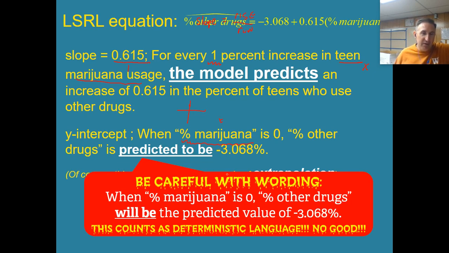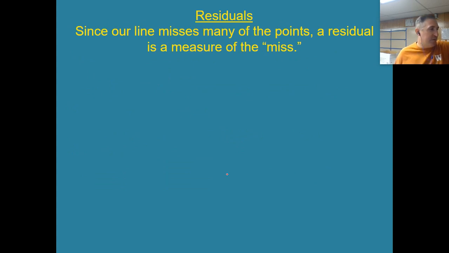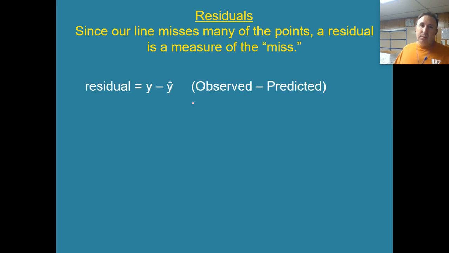We don't have an R value of 1. If it was R value 1, it'd be perfectly on that line. Since our line misses many of the points, the residuals are a measure of this miss. Residual equals y minus y hat. That's our observed minus predicted.